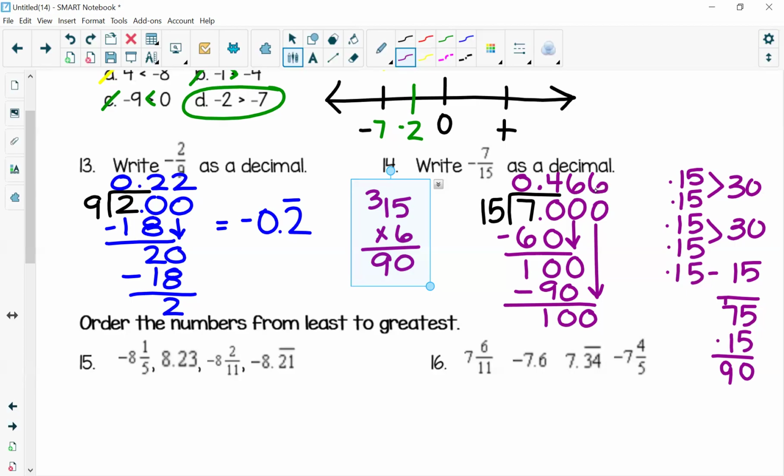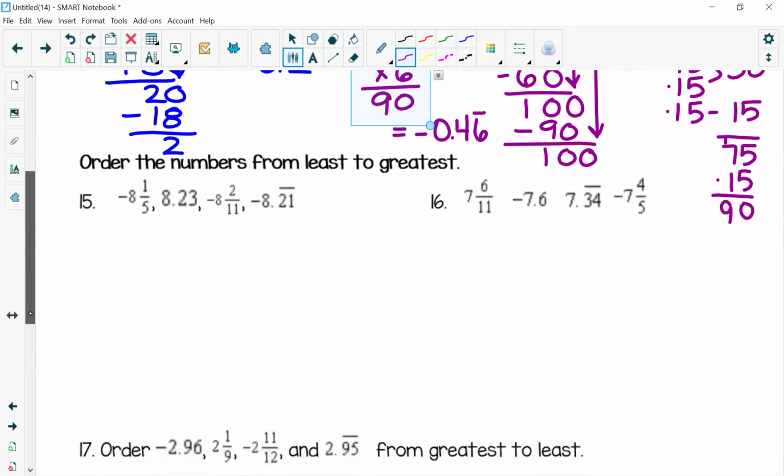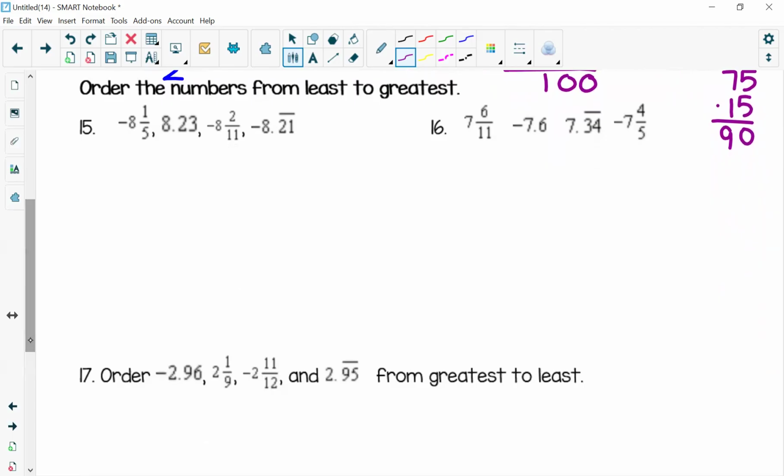So guess what? I'm repeating there again, but I'm repeating the 6. You don't want to put the repeater sign over the 46 because 46 isn't repeating, only the 6. So my answer then would be negative 0 and 46 hundredths, the repeater sign over the 6.